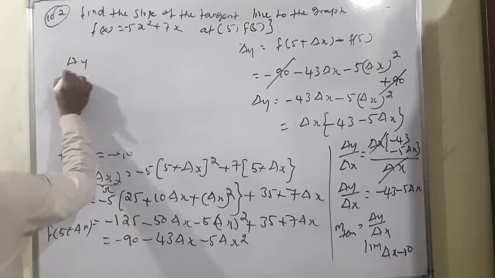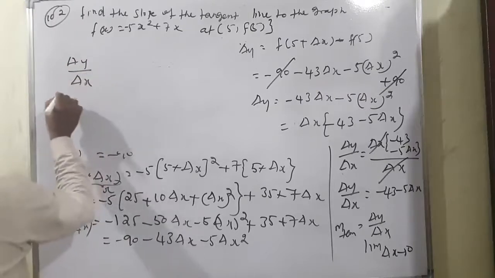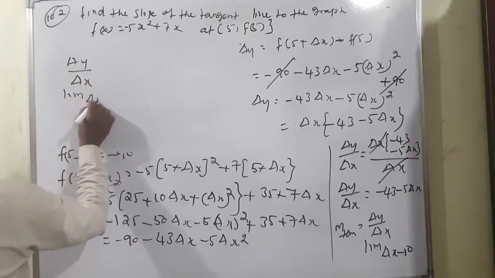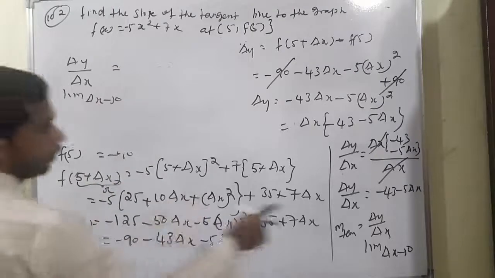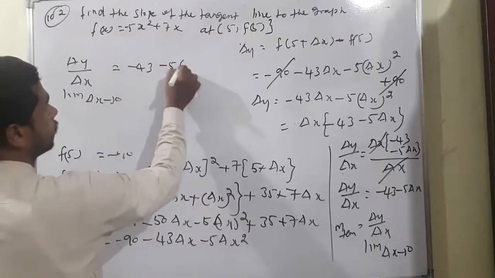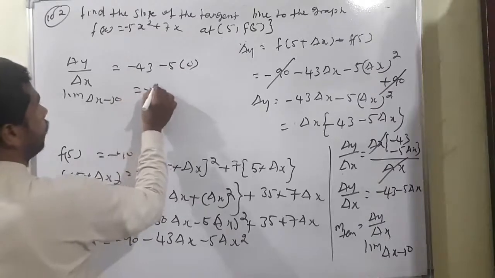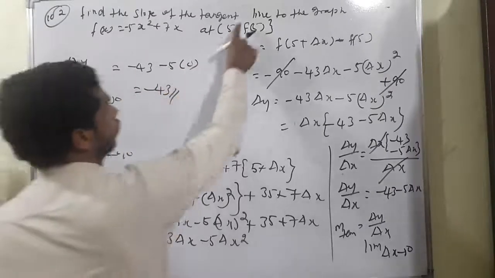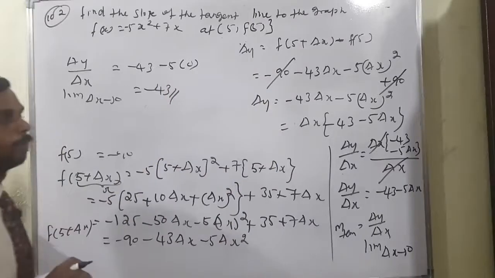So dy/dx, limit delta x tends to 0, is equal to the answer minus 43, then minus 5 into 0. What will happen? Minus 43 is the answer for the slope of the tangent at the point (5, f(5)).